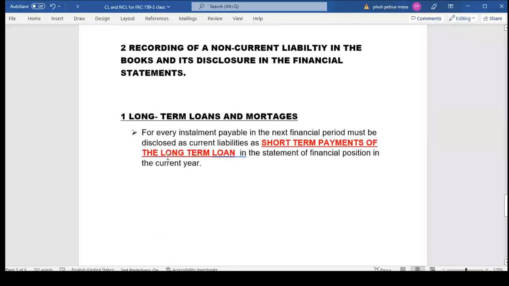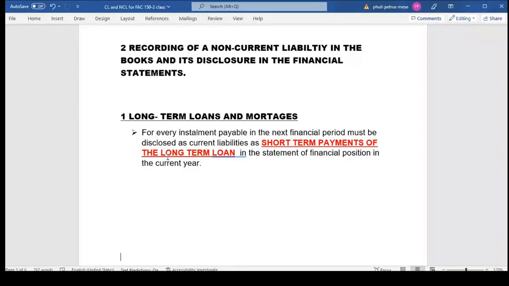Right, so that's what I'm trying to explain in here. Recording of non-current liabilities in the books and its disclosure in the financial statements. So the long-term loan and the mortgages is actually what I've just explained to you now. Every installment payable in the next financial period must be disclosed as a current liability, as a short-term provision or short-term payments on the long-term loan in the statement of financial position in the current year.